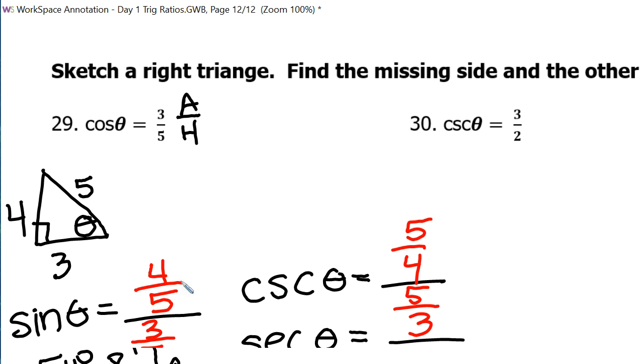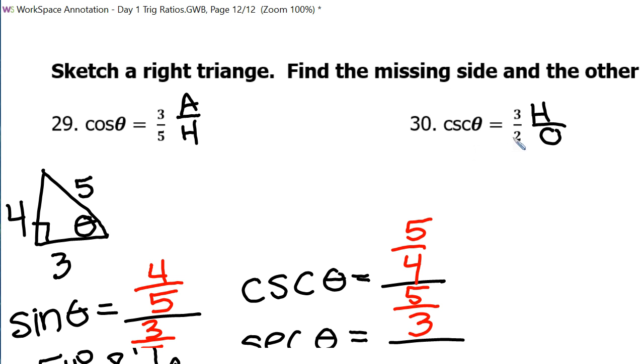Now the last one, number 30. This time they gave us the cosecant. Cosecant is the reciprocal for which trig identity? Sine. How do you find sine? Opposite over hypotenuse. So this is not opposite over hypotenuse. It's flipped. It would be hypotenuse over opposite. I'm going to sketch my right triangle right here.